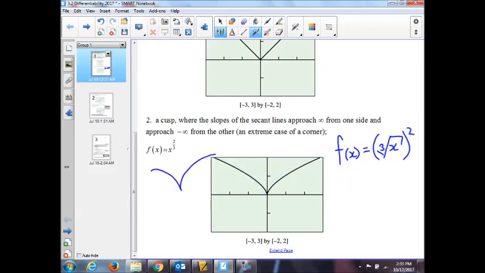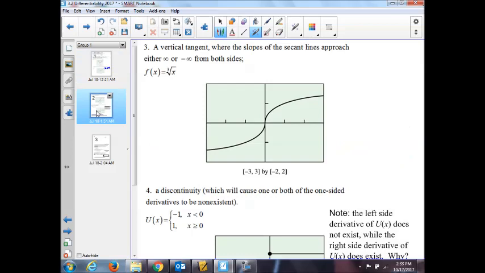Okay. And it's the same argument. If you come from the left, you're going to get a different result than if you come from the right. And as a matter of fact, it's going down so low, it's negative or positive infinity. So the derivative doesn't exist at 0 in that case.